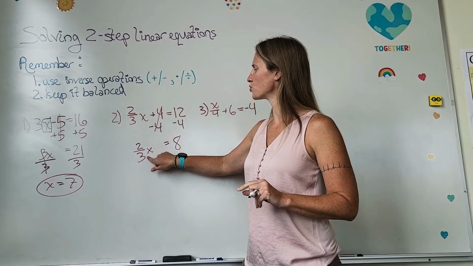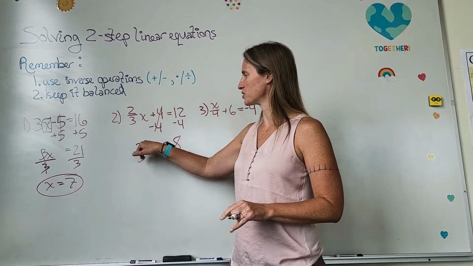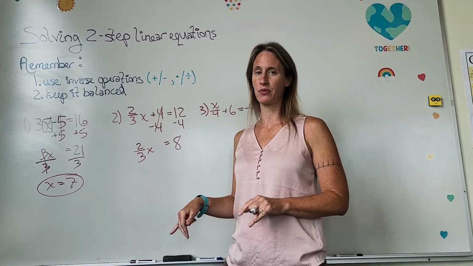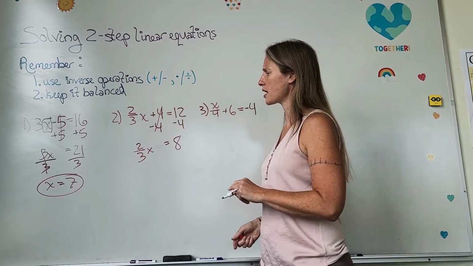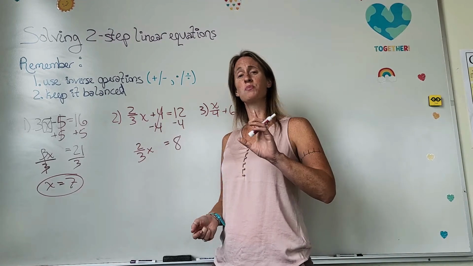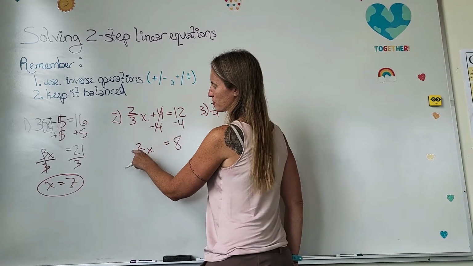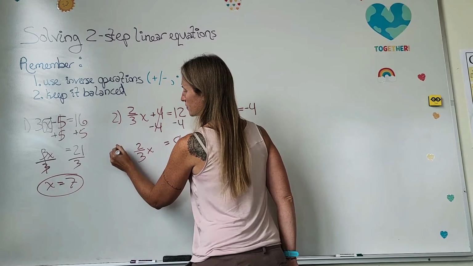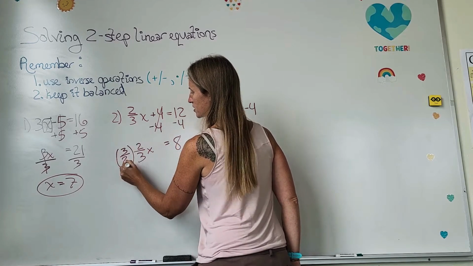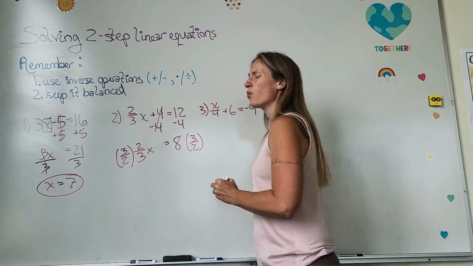So the way to undo this fraction, we could take the time to divide by 2 and multiply by 3, or we can do it in one step by multiplying by something called the reciprocal. The reciprocal is basically you just flip the fraction. So the reciprocal of 2/3 is 3/2. So I'm going to multiply each side by 3/2.